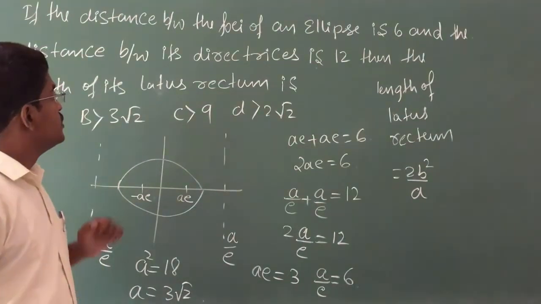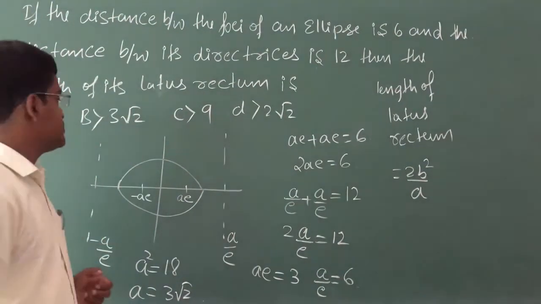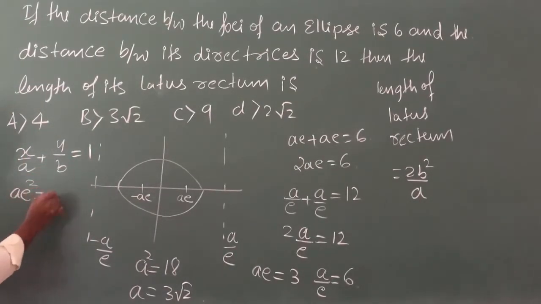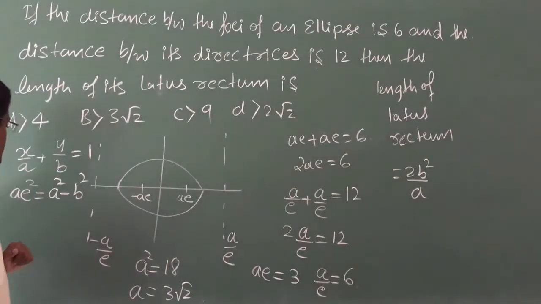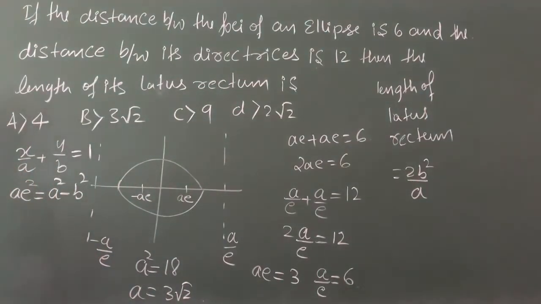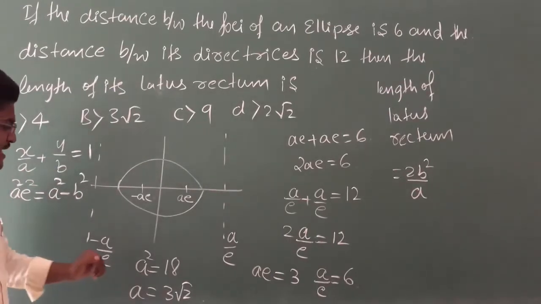Clear? Okay. So what is the equation of the ellipse? x square by a square plus y square by b square equals 1. From this relation, we know one more formula, that is a square e square equals a square minus b square. We already know the A value, that is 3 root 2. So using a square e square equals a square minus b square, let us calculate what B is.